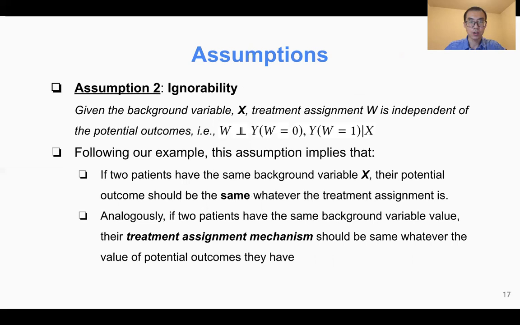The second assumption is called ignorability. So given the background variable X, the treatment assignment W is independent of the potential outcomes. So this assumption implies that if two patients have the same background variable X, their potential outcome should be the same, whatever the treatment assignment will be. And if the patients have the same background variable value, we assume that the treatment assignment mechanism should be the same, whatever the value of potential outcome they have. So this is also a very important assumption for the potential outcome framework.